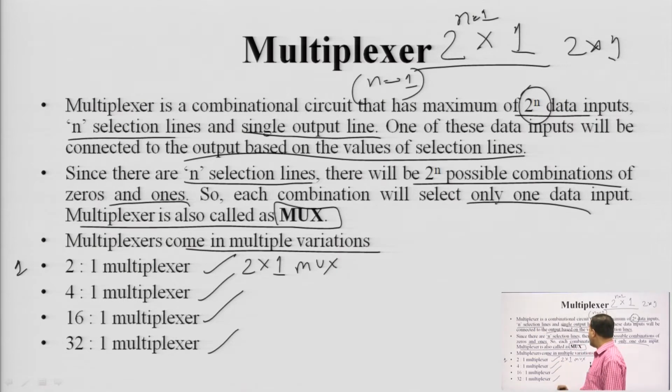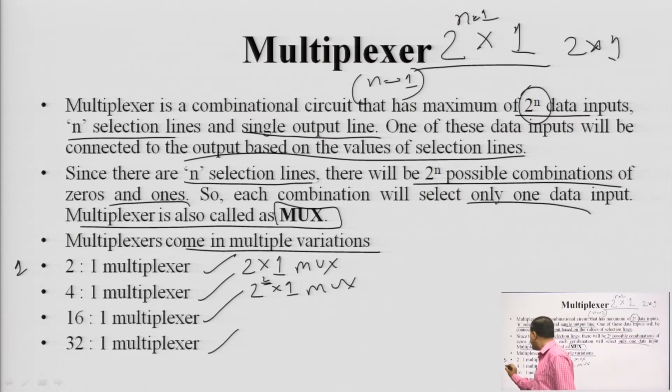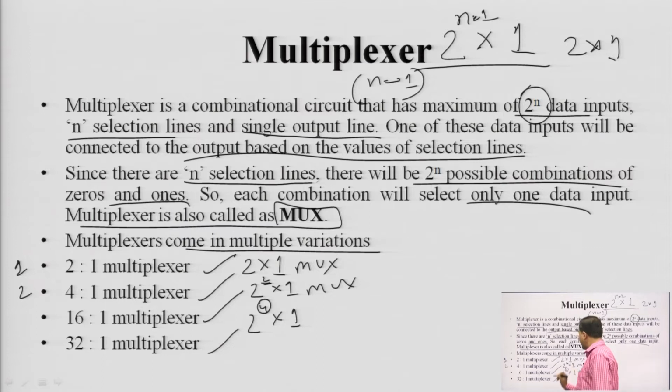Okay. For 4:1, it is 2 to the power 2 cross 1 mux, so this is the value of n and now the number of select lines will be 2. For 16 cross 1, it will be 2 to the power 4 cross 1, so the number of select lines for this is 4. And lastly, 2 to the power 5 cross 1, so the number of selection lines will be 5. Like that we design the multiplexer.